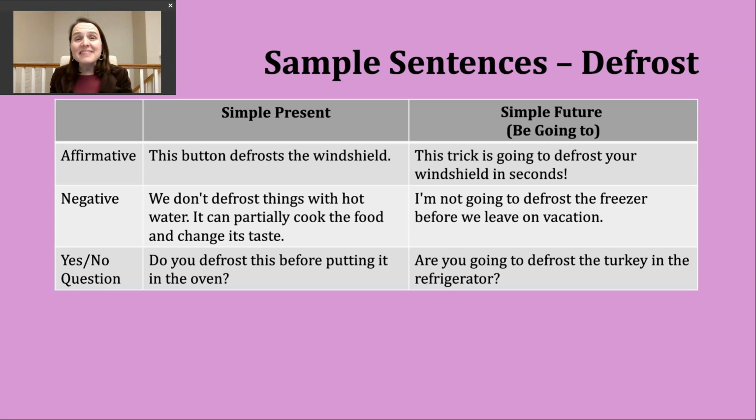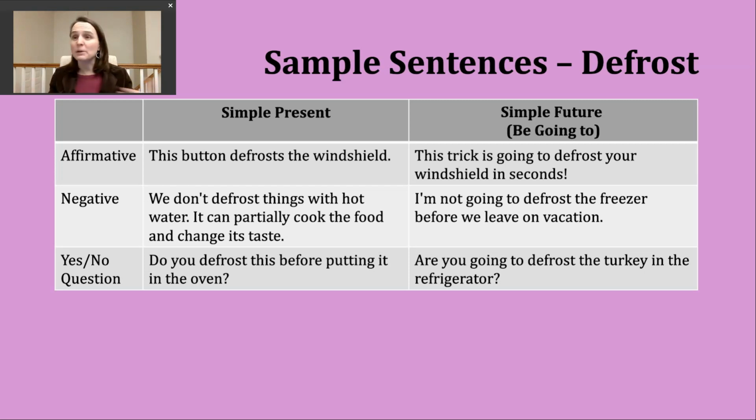The thing to remember about the simple present is that we need to pay attention to our subject. If our subject is I, you, we, or they, we're just going to use the base verb in the affirmative. But if our subject is he, she, or it, we need to add an S to the end of the verb. Okay, you can see that in my example sentence. This button defrosts the windshield.